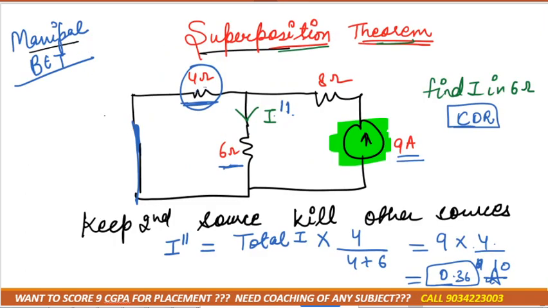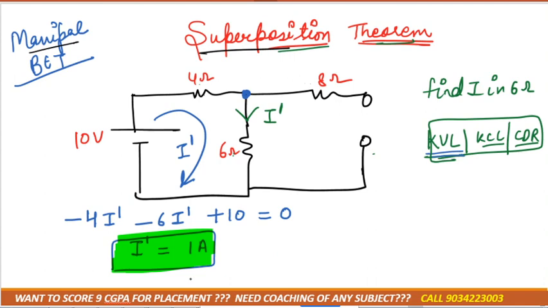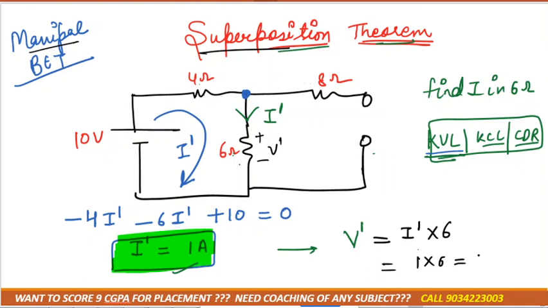Okay. Now suppose if they ask you to calculate the voltage across 6 ohm by using superposition theorem, then in that case what will you do? In the first case you will calculate I dash, then you need to calculate V dash also. Okay, if they ask you for the voltage as well, V dash is how much? According to Ohm's law, I into R. How much is the current flowing across this? I dash and resistance is 6. So I dash into 6 is 1 into 6, that is 6 volt. That would be V dash.